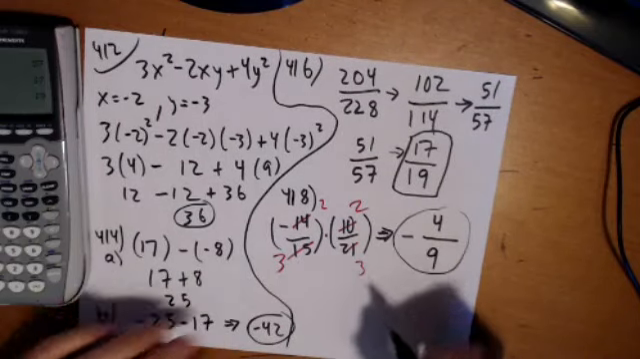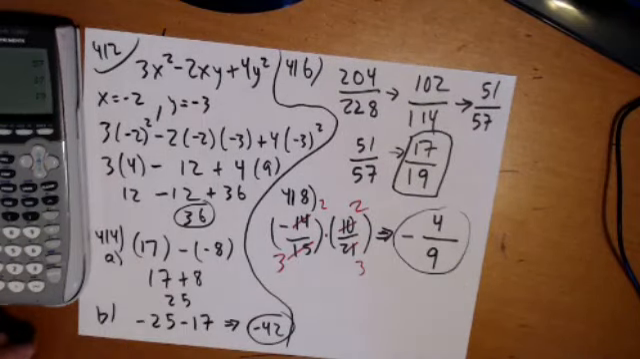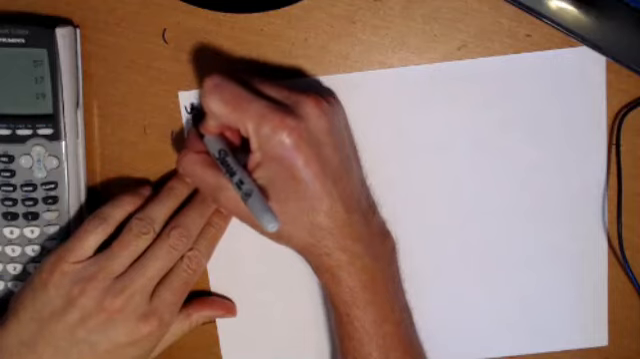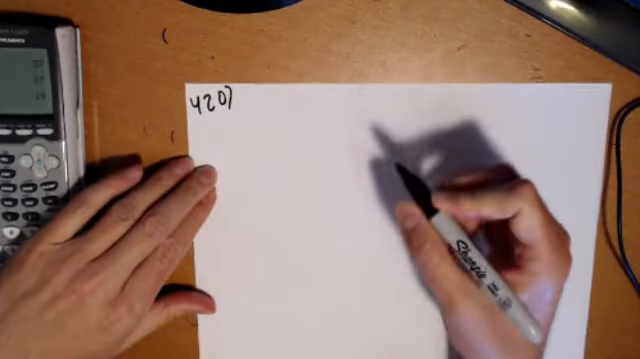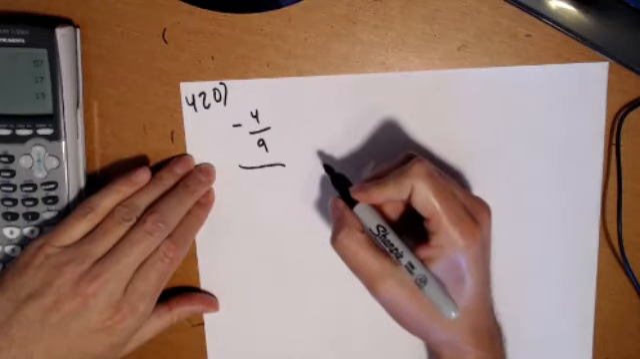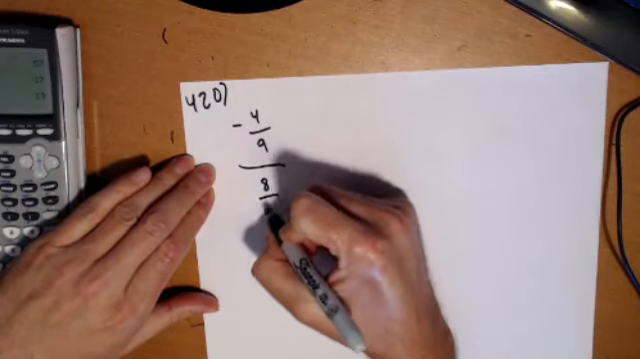420. Let's see. New piece of paper. Okay. We having fun yet? I know I am. -4/9 divided by 8 over 21. Font's a little small.